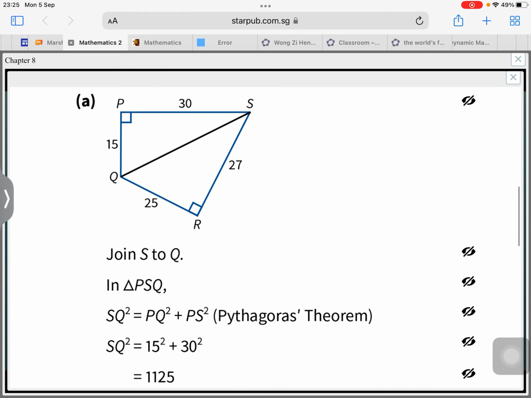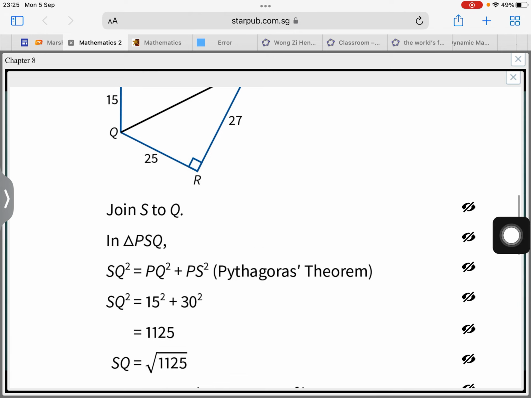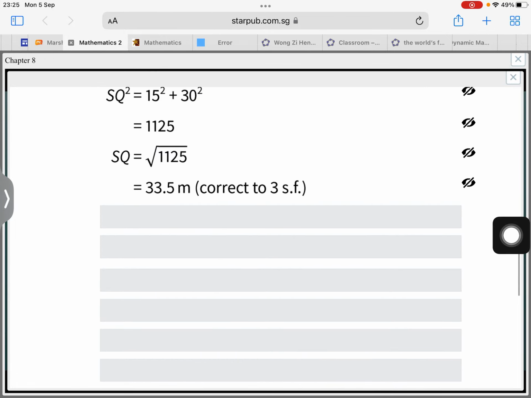Okay, once you know that this is 33.5, next you need to make use of triangle QRS to perform the same calculation, see whether it tallies. If it tallies, it means that both of them are correct. If they don't tally, one of them must be wrong. So in this case, same thing.